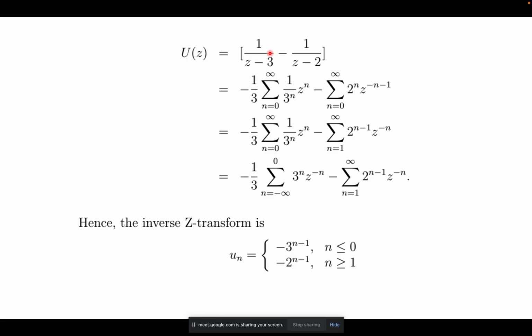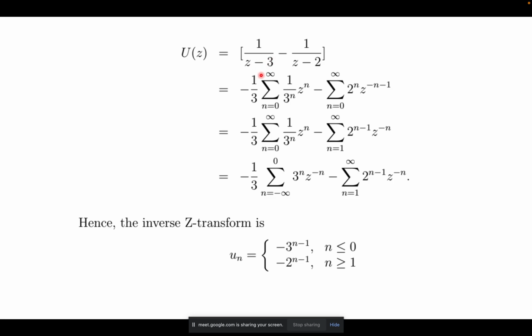So now I need to see that this is the sum of some infinite geometrical progression series, right? Let's just see the first term for the time being. If I take minus 1 by 3 outside, then what I will be left with is 1 upon 1 minus z by 3, right?